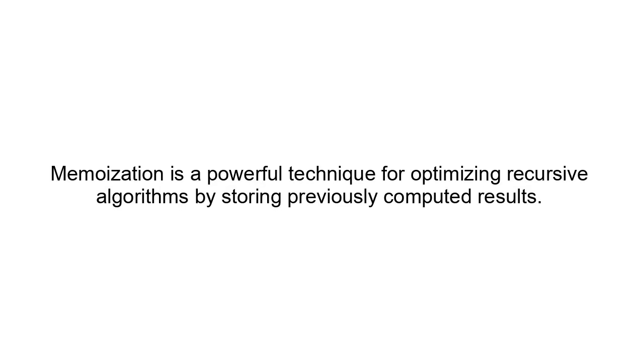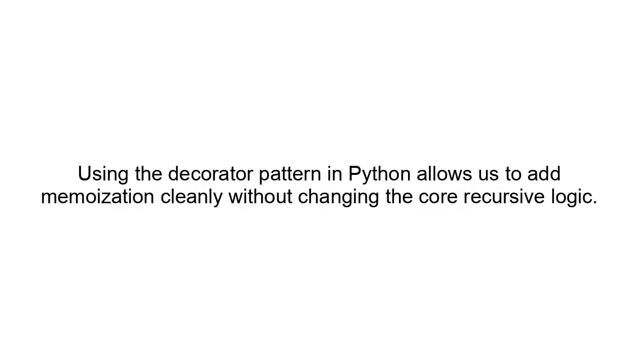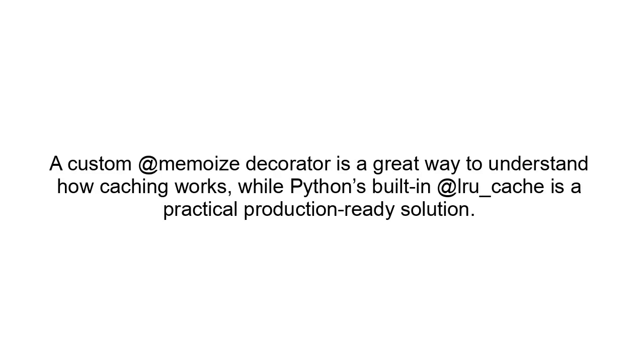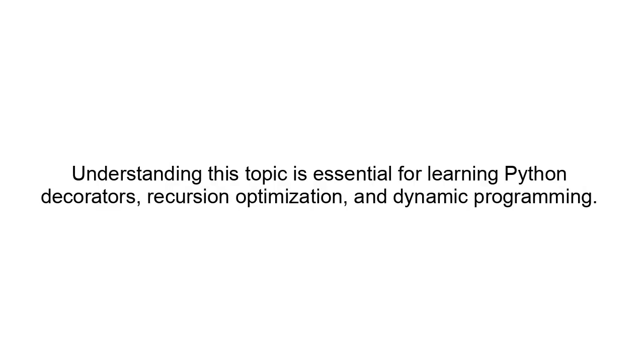Memoization is a powerful technique for optimizing recursive algorithms by storing previously computed results. Using the decorator pattern in Python allows us to add memoization cleanly without changing the core recursive logic. This makes recursive code faster, cleaner, and more reusable. A custom @memoize decorator is a great way to understand how caching works, while Python's built-in @lru_cache is a practical production-ready solution. Understanding this topic is essential for learning Python decorators, recursion optimization, and dynamic programming.